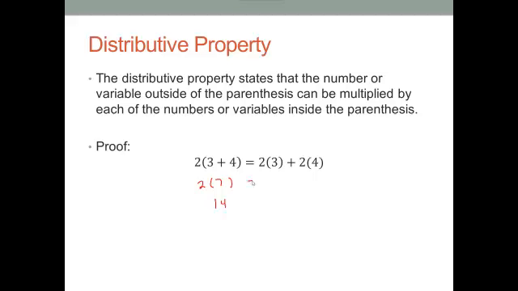Now, by using the distributive property, I can prove that we will come up with the same answer by taking this 2 that's outside of the parentheses and multiplying it times each one of these numbers inside the parentheses. 2 times 3 is 6. Plus 2 times 4 is 8, and 6 plus 8 is also 14.